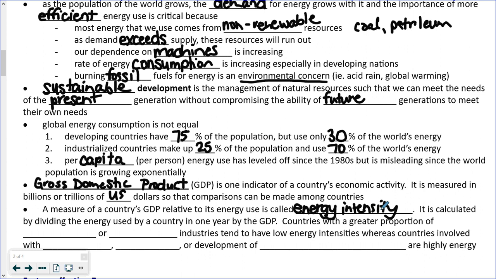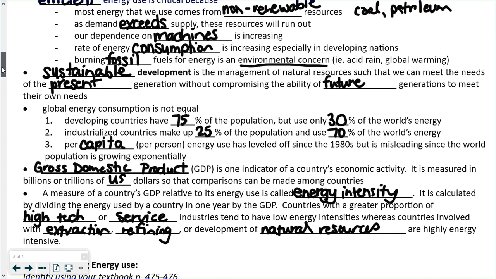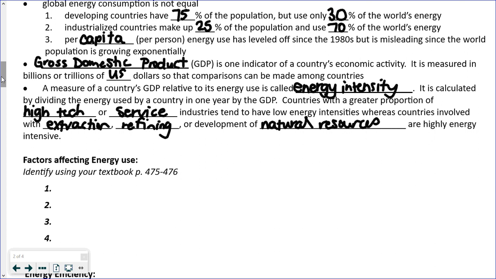It's calculated by dividing the energy used by a country in 1 year by the GDP. Countries with a higher proportion of high-tech or service industry tend to have low energy intensities, whereas countries involved with basically natural resource stuff, so extraction, refining, or just the development of natural resources, are highly energy intensive, so require a lot of energy. And yes, you're producing energy products out of that, but usually it requires a lot for that as well.